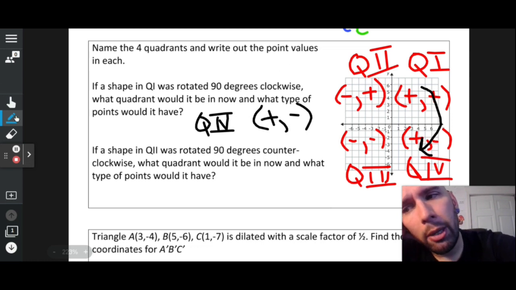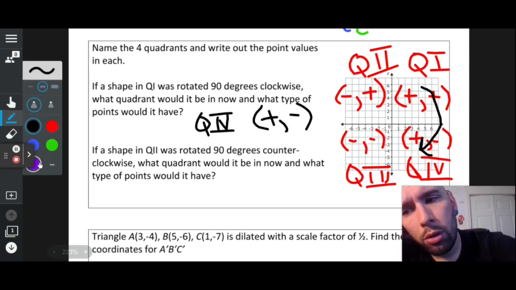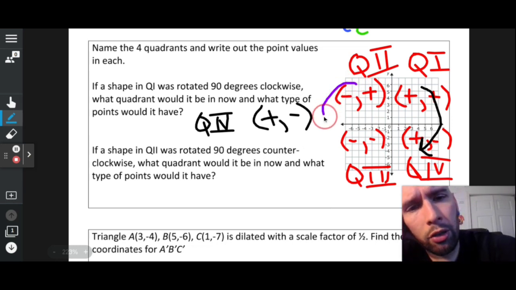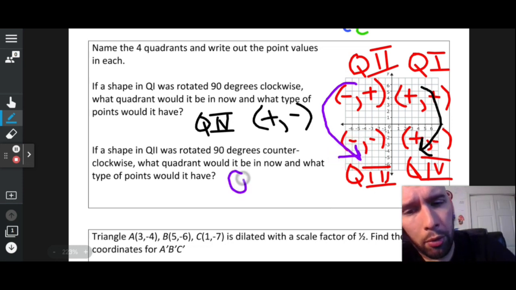If a shape in quadrant 2 was rotated 90 degrees counterclockwise, so here's quadrant 2, here's counterclockwise, one turn. What quadrant would it be in now? Quadrant 3. And what type of points would it have? Double negative.